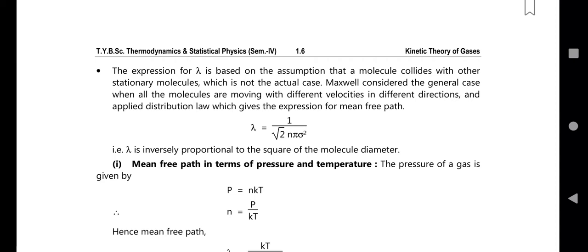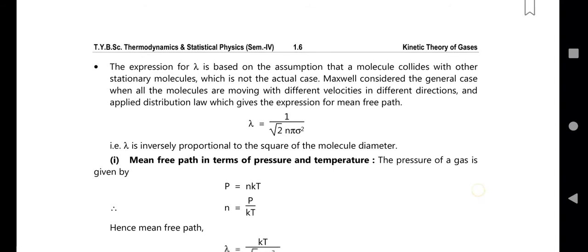Maxwell found the mean free path considering everything: lambda equal to 1 upon under root of 2 n pi sigma square. Here lambda is inversely proportional to the square of the molecular diameter. That is, here we can see lambda is inversely proportional to the square of the molecular diameter.